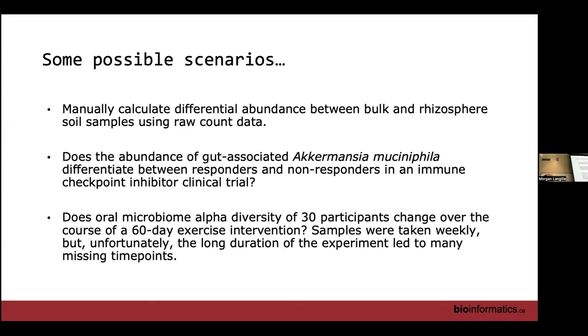Sure. So the first one, for example, this is why we don't do it manually, this is why differential abundance tools exist, developed by statisticians who know what they're doing and who account for different things in the proper way. For example, someone wanted to manually calculate differential abundance between our bulk and rhizosphere soil samples that we played around with during the first couple modules. If someone wanted to do this using raw count data, who wants to give me some idea of a framework? How would one go about this?